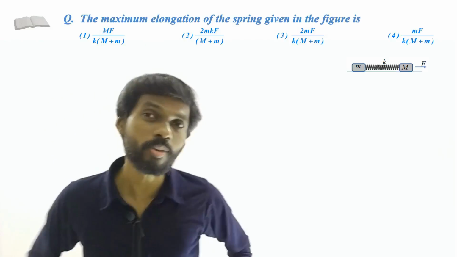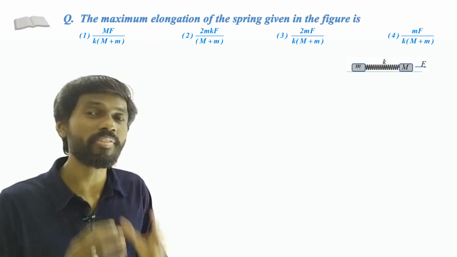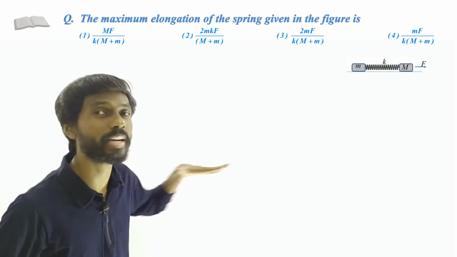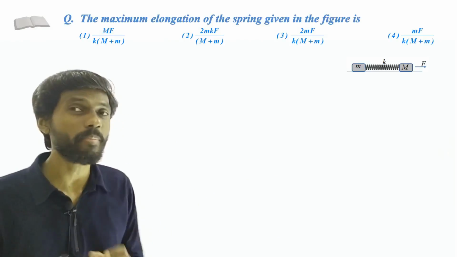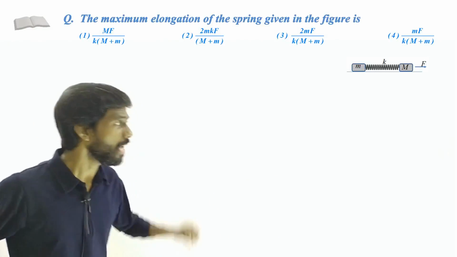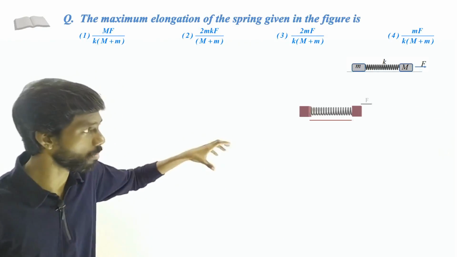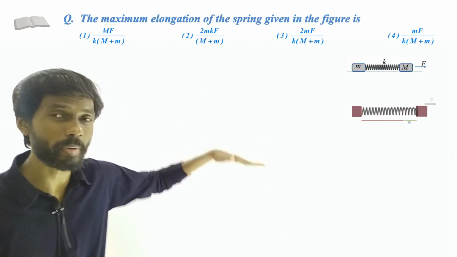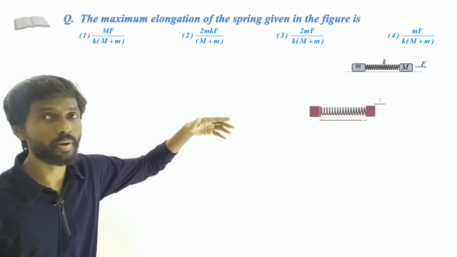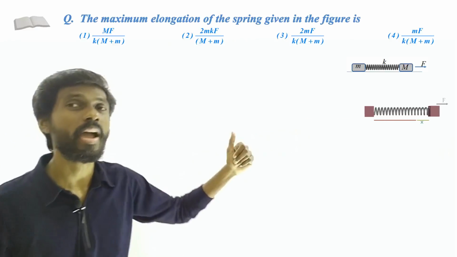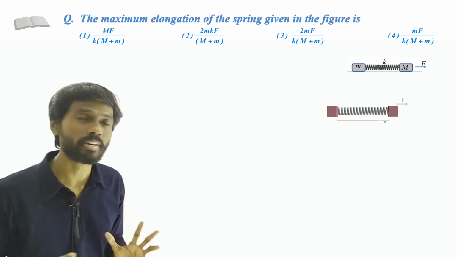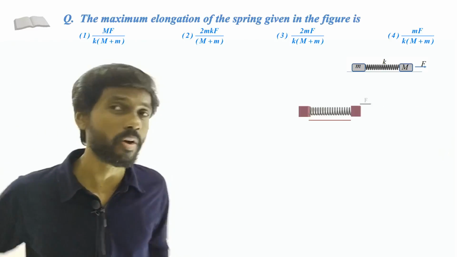Here we have two blocks connected by a spring. A force F acts on that block in the horizontal direction. We have to find the maximum elongation of the spring. Now these two blocks are free to move. The only force acting on this block is the force due to the spring. The forces acting on the other block are the applied force F, and the spring force in the opposite direction.